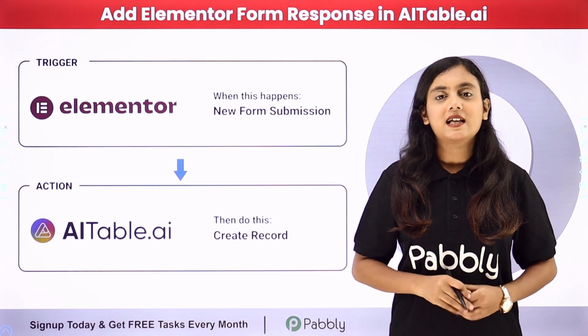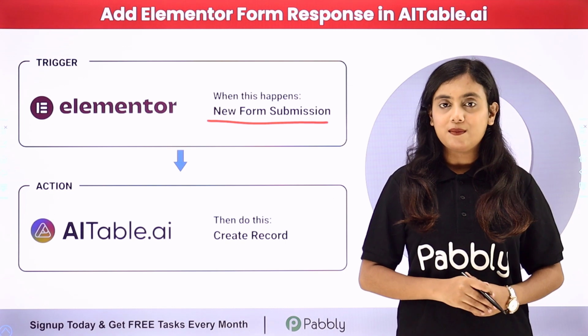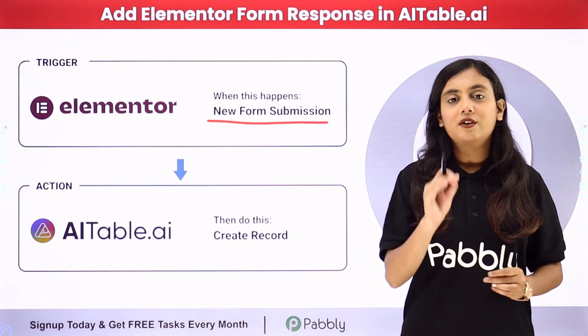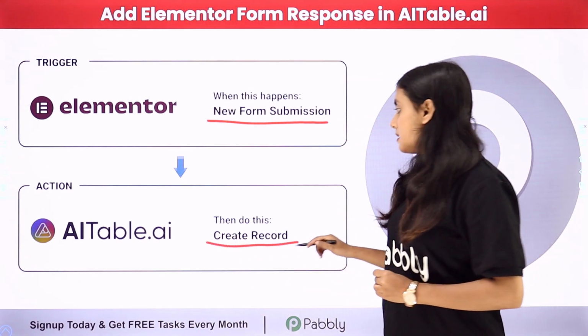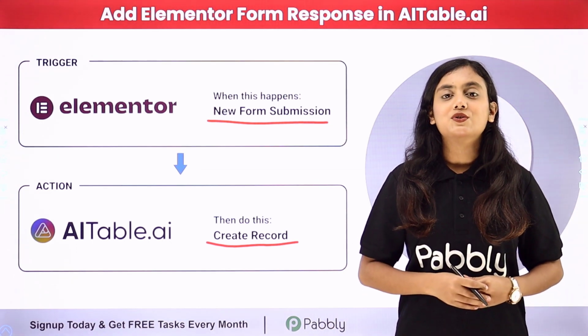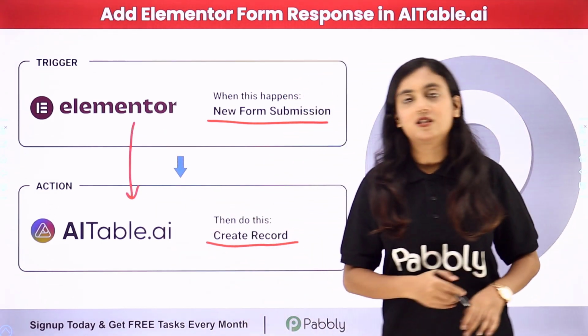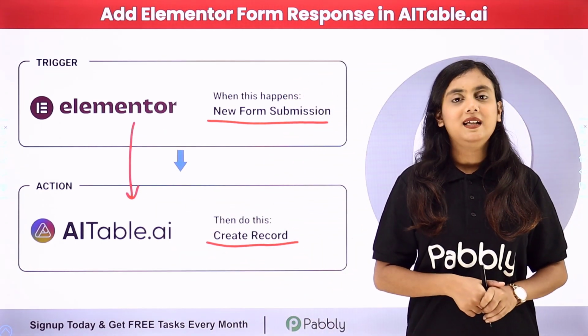So my objective is that whenever a new form submission is done with the help of Elementor, automatically a record of that form submission should be created in my AITable.ai. So for that, we are going to simply create an automation between Elementor and AITable.ai with the help of Pabbly Connect.